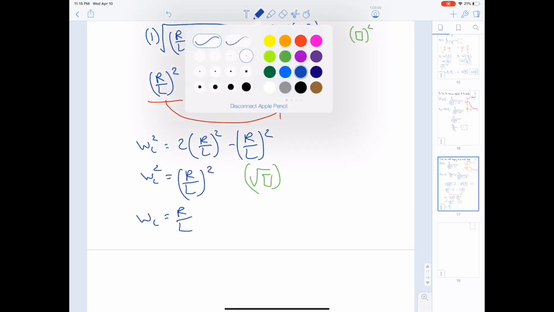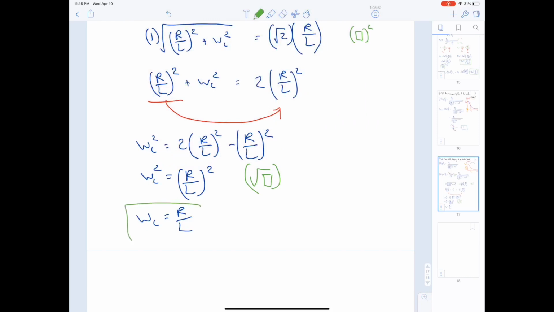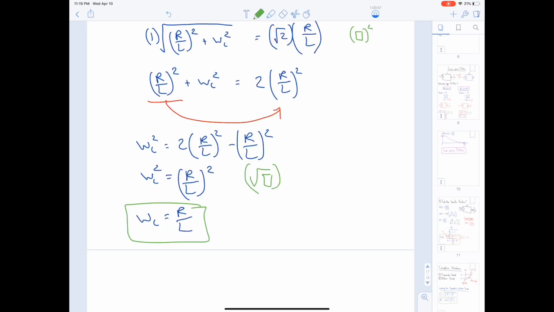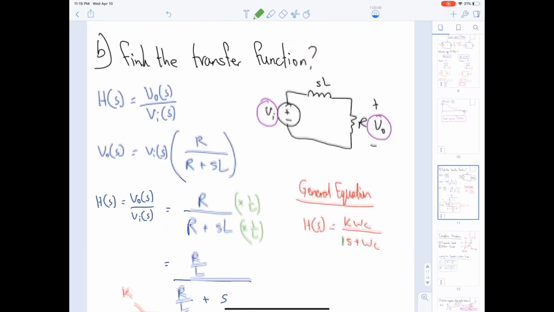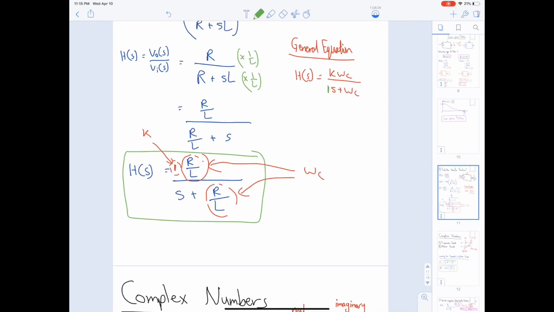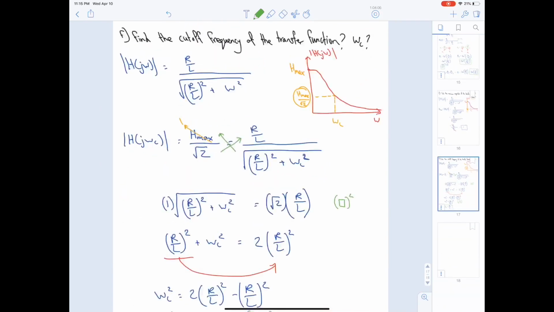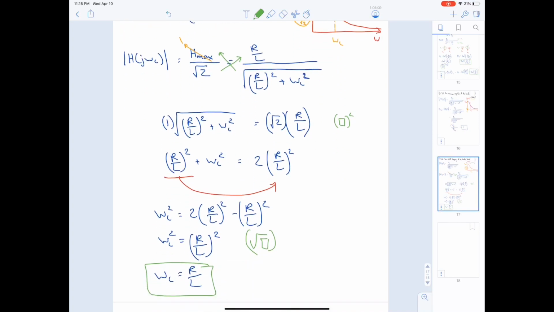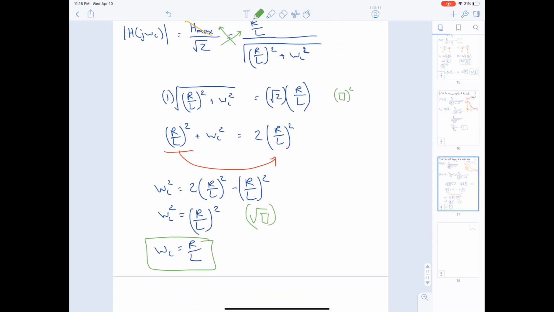Now, the question is, is this the right answer? Yes, of course. Why? Because we already saw that in the transfer function, omega c is R over L, which shows that our answer is correct. Okay, great. Now we're going to stop here, and we'll continue to the high pass filter in the next video. Thank you.